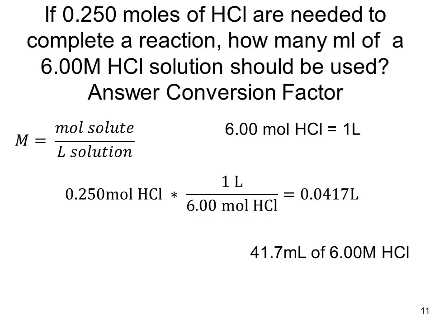So in the conversion factor approach, I know that there are 6 moles of HCl per liter. Now I'm starting with units of moles of HCl, so that is my starting point. I'm going to divide by moles and multiply by liters. And so I've got an answer of 0.0417 liters, or that's just 41.7 milliliters of this solution. That's it. That's the whole problem.